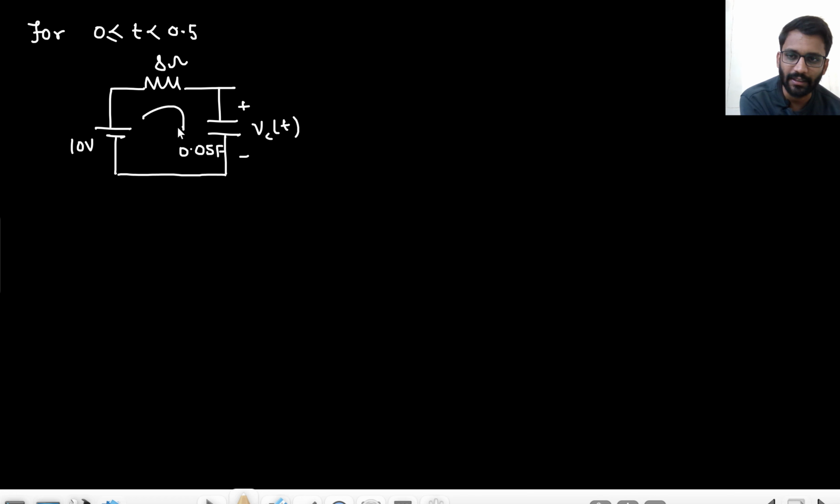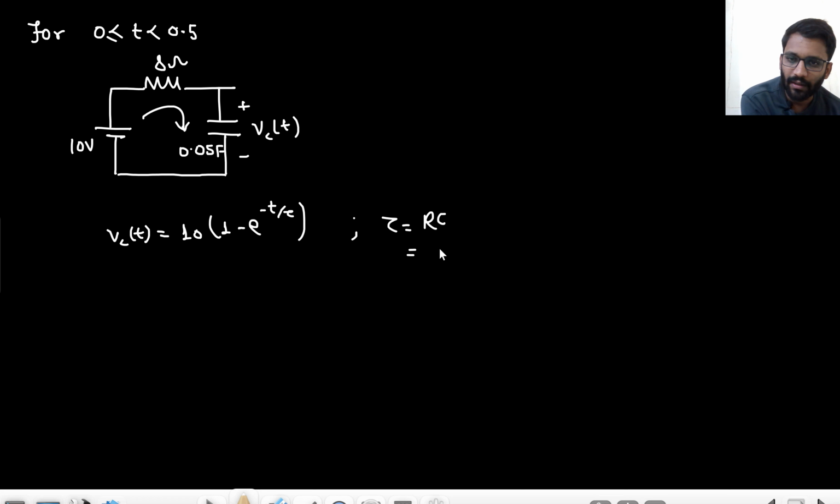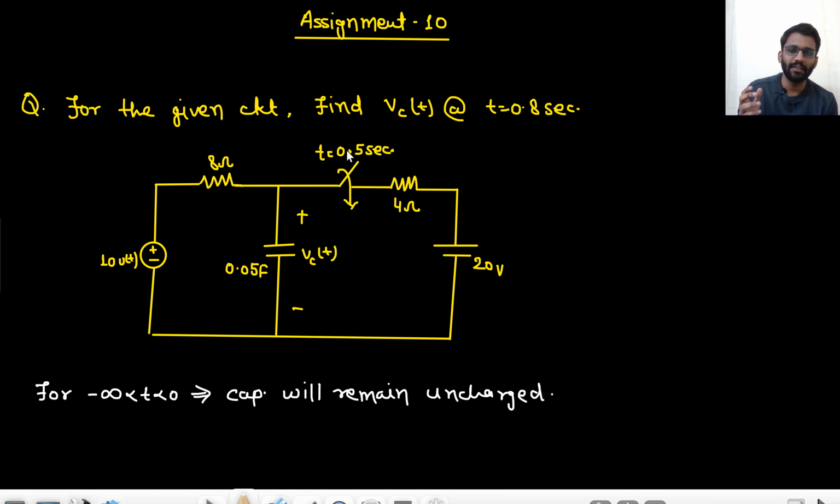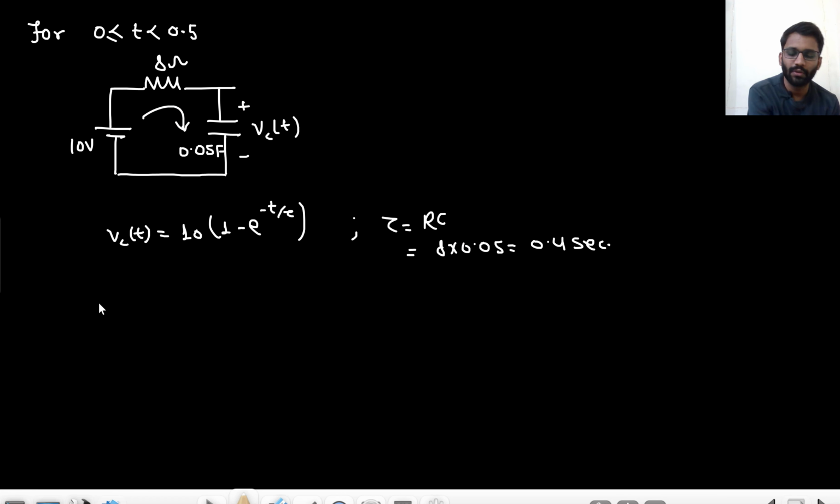Now what will happen? It will charge the capacitor. So how will it charge? VC(t) would be 10 into 1 minus e to the power minus t upon tau. What is the value of tau? Tau is RC, 8 into 0.05. That means 0.4 second. Now the switch is closed at 0.5 second, right? So VC at t equals 0.5 second.